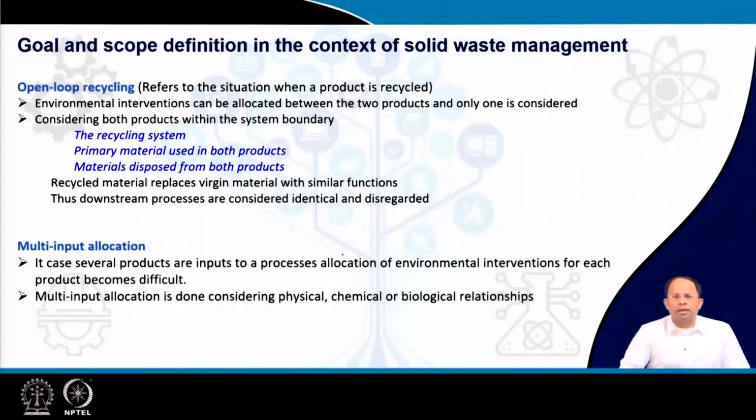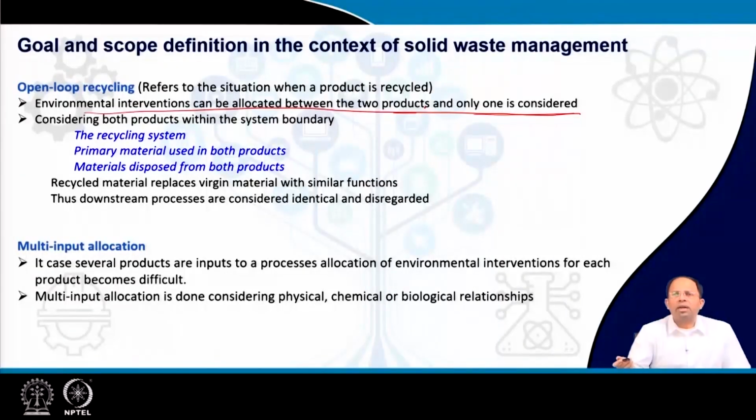Then, open loop recycling. Now, we earlier talked about that once a product is recycled, we may ignore it, right. So, we don't need to look into downstream, but there are some cases where it has to be considered. Why? That means, environmental interventions can be allocated between two products, and only one is considered. Whenever some impact happens, the final impact, which product should I consider? Should I consider it at the first product or the recycled product and so on? So, that second product could be recycled further downstream, right.